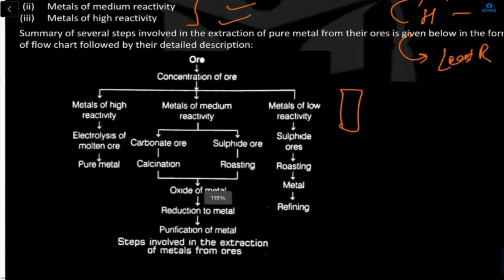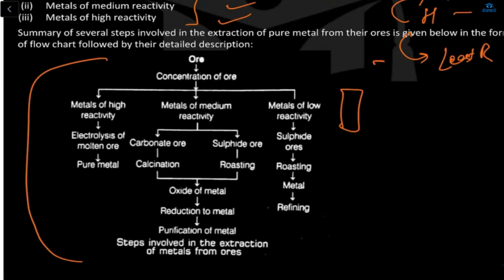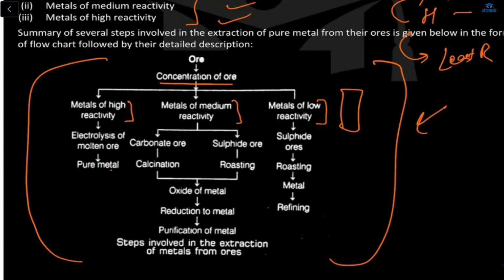Now, this is a diagram of ore. The concentration of ore is divided into three types: high, medium, and low. Now, high reactivity is divided into two types: electrolysis and then the pure metal. So this you have to remember. I will ask this in the next class. Metal of medium reactivity is divided into two types: carbonate ore and sulfide ore. This is calcination and this is roasting.